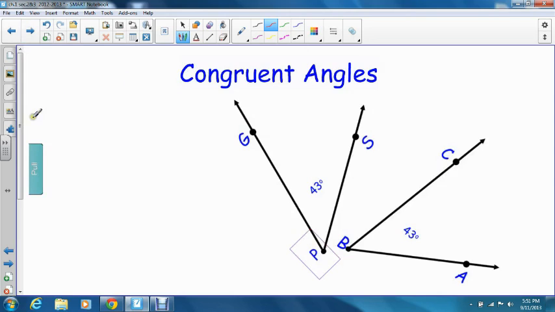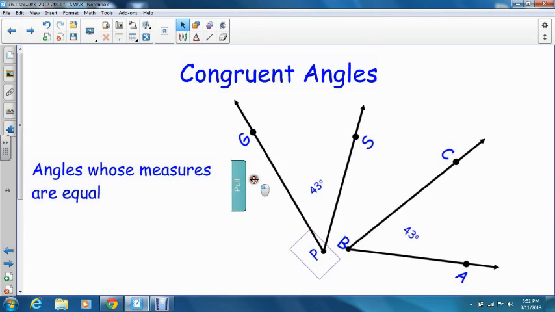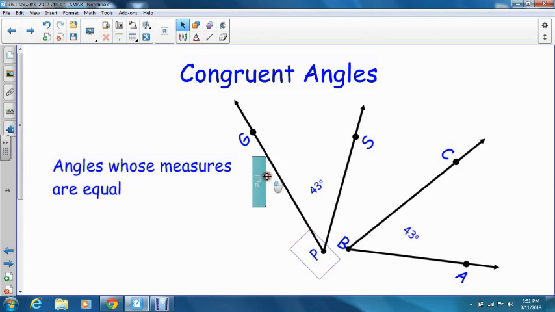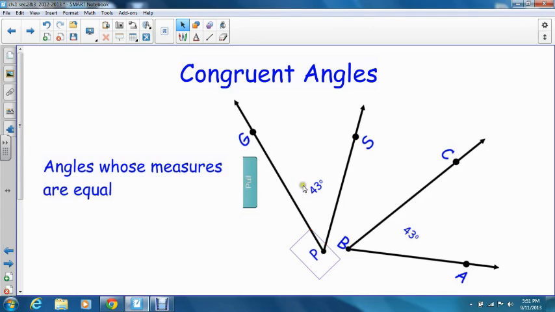All right, congruent angles. Congruent angles are two angles that have the same measure. Okay, congruent angles are angles whose measures are equal. So, for example, these two angles here both have 43 degrees in them, so they're the same. They're congruent angles because they have the same degree. Another way that you might see that marked is I could draw these little arcs in here. That would let you know that these two angles are congruent.